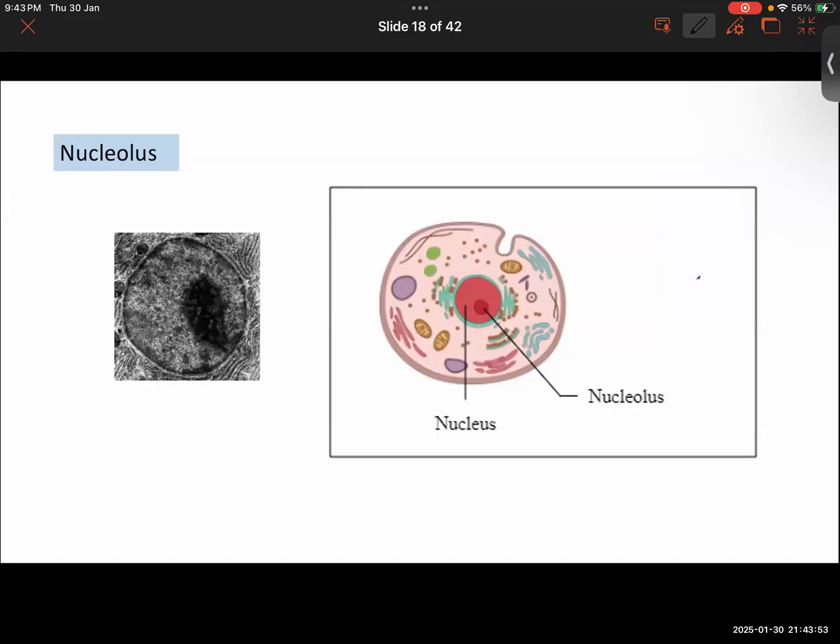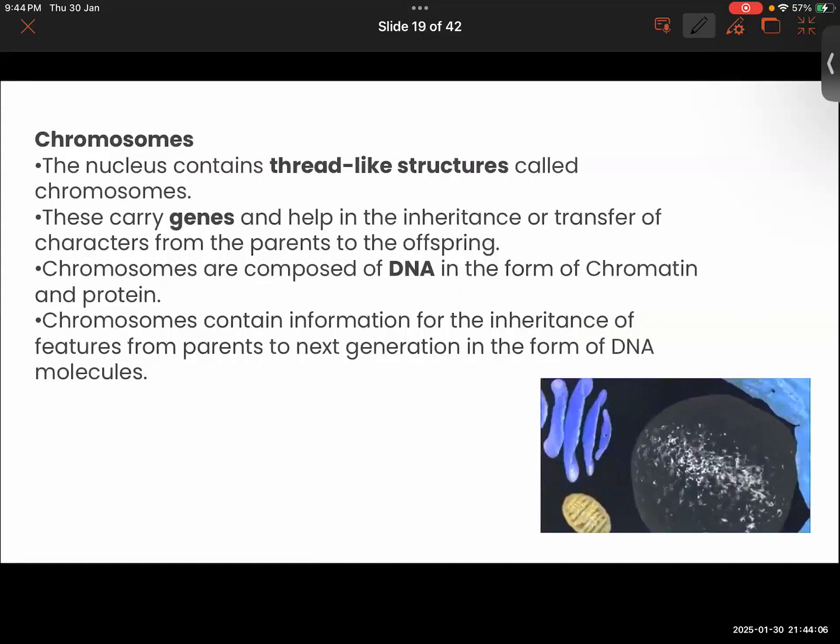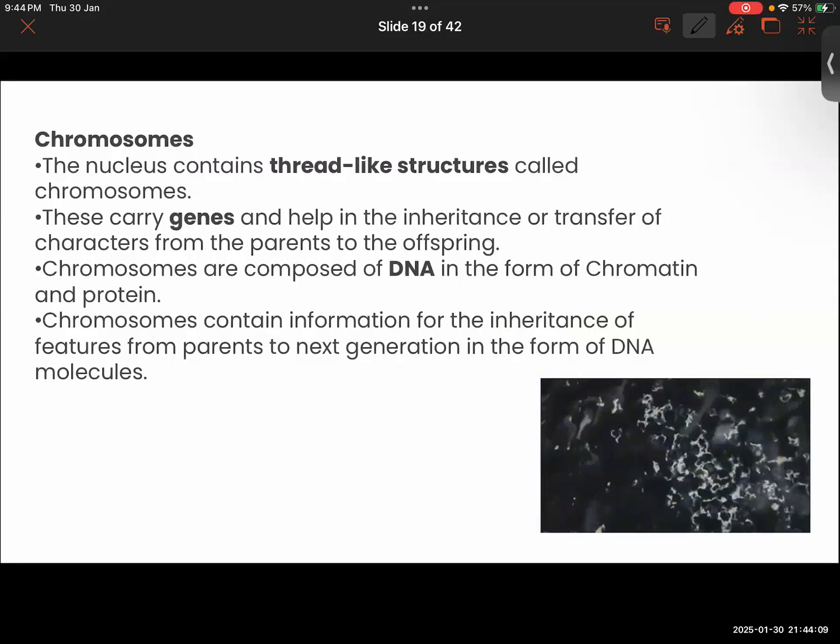Yes, sir. And this is this dense structure that you see over here, no? This concentrated dark region inside the nucleus, that is what the nucleolus is basically. You should just have a general idea about this nucleolus, like where it is present.